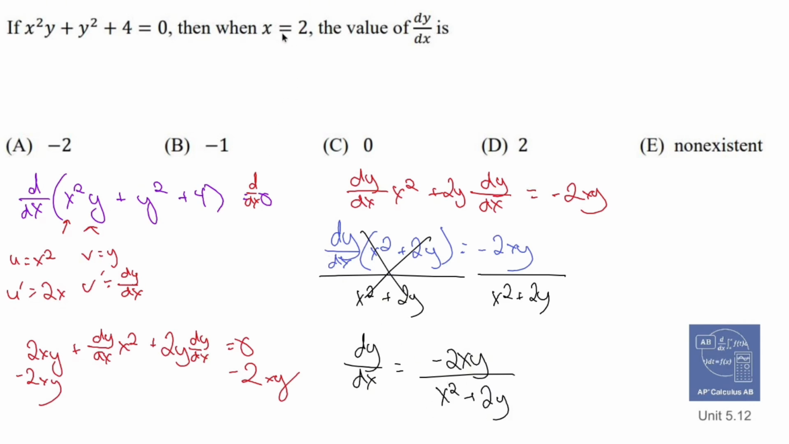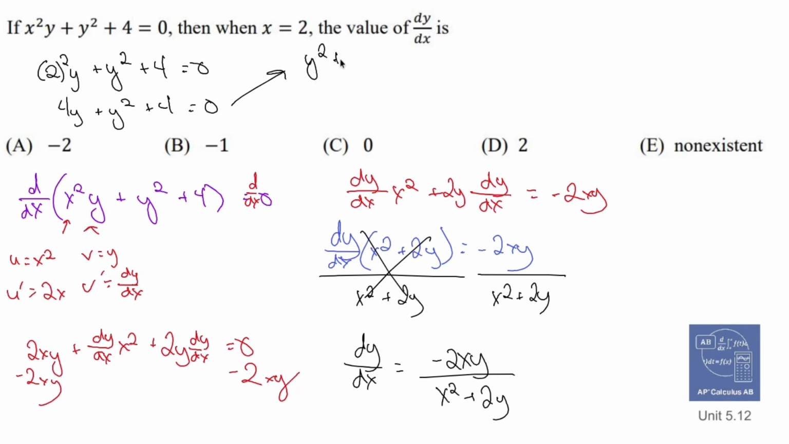Now I have to plug in x equals 2. Oh, I don't know what y is. Oh, but you know what I can do? In order to find y, I could just plug 2 into every x here and solve for y. All right, so instead of x squared, I have 2 squared y plus y squared plus 4 equals 0. So 4y plus y squared plus 4 equals 0. Let me rewrite that out. y squared plus 4y plus 4 equals 0. Factor that out. y plus 2 squared equals 0.